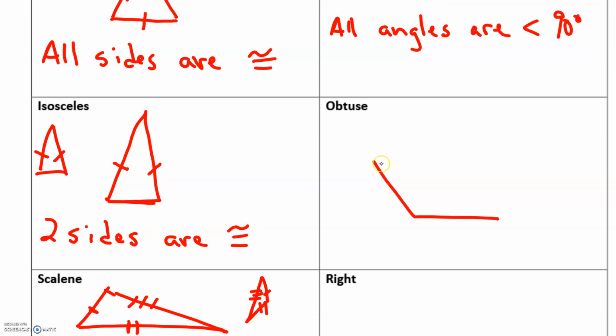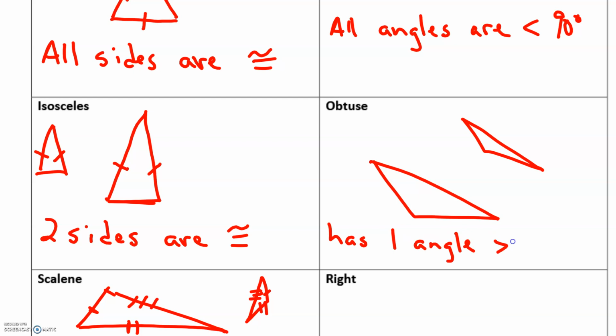So I like to think about it as you're opening a book. It's kind of like you're opening the book way far, more than 90 degrees, and then just connect the other two. Okay, so like open your book way up and then connect the two sides. Okay, so an obtuse triangle has one angle that's greater than 90 degrees.